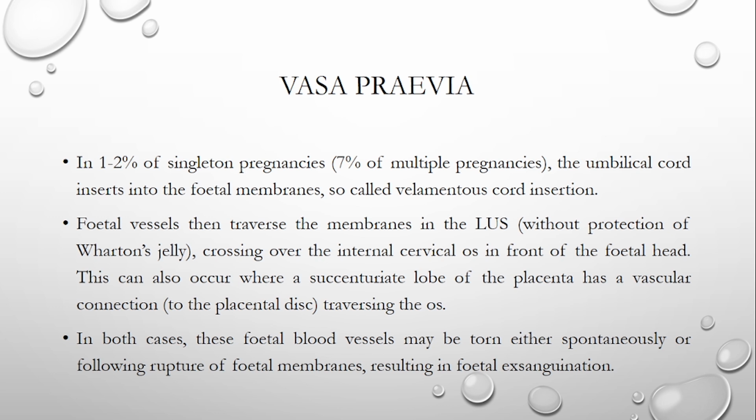And last, let us look at vasa previa. Briefly, in vasa previa, unlike in abruptio placenta, where we say the bleeding is maternal, and in placenta previa, where the bleeding is from the placental bed, the bleeding is from the fetus. Note that in vasa previa, the bleeding is from the fetus.